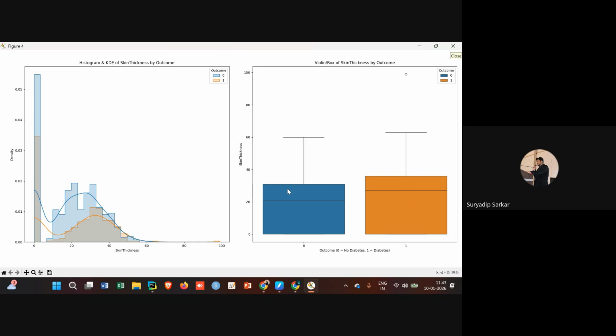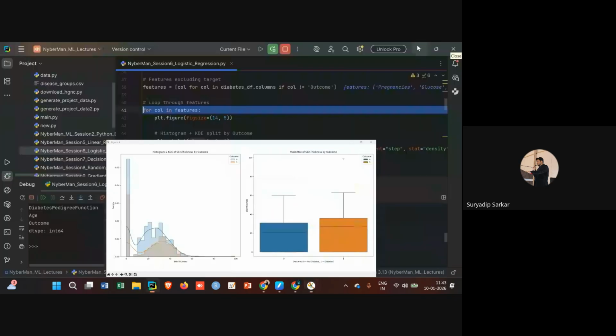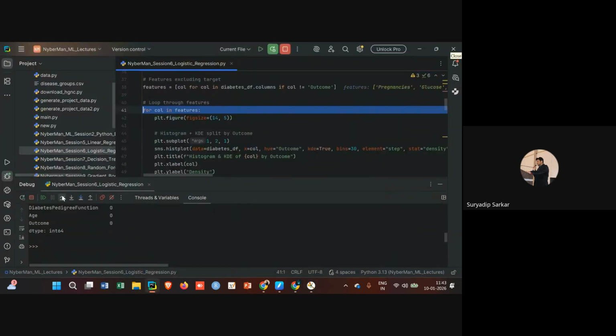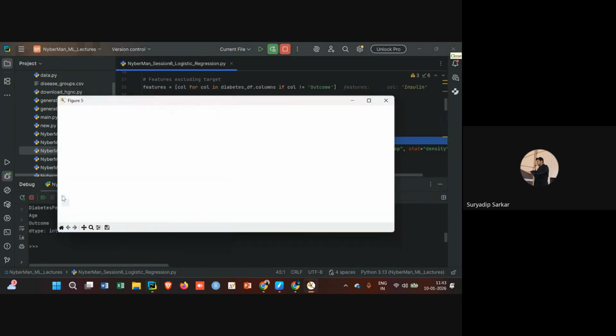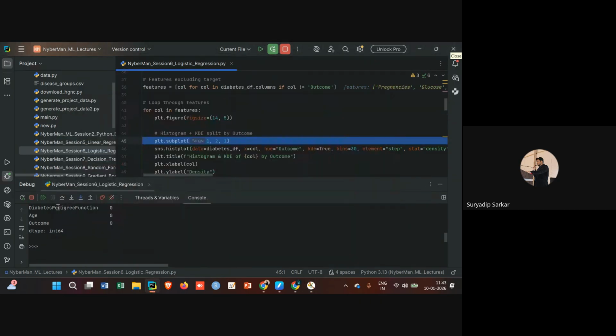So we see that this feature also maybe does not have too much of a contributing power, because between diabetes and non-diabetes there is not too much of a difference. The spread is also very much similar, and so is the median value. Okay. So again, this particular feature, which is skin thickness, might not be as informative. So let us take a look at the next feature.